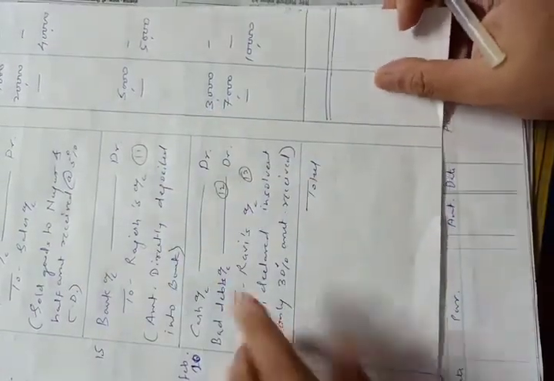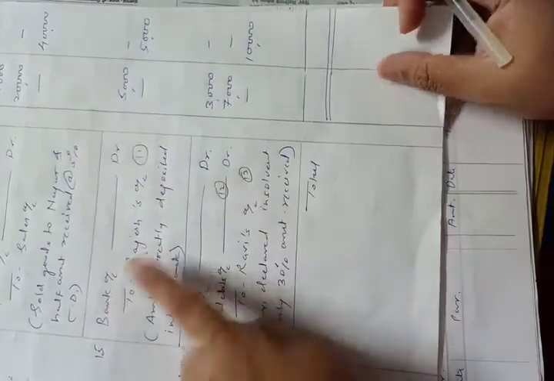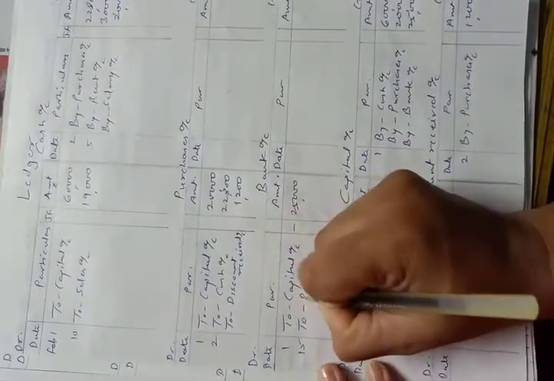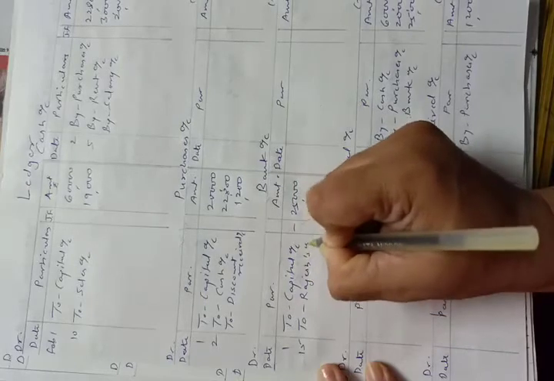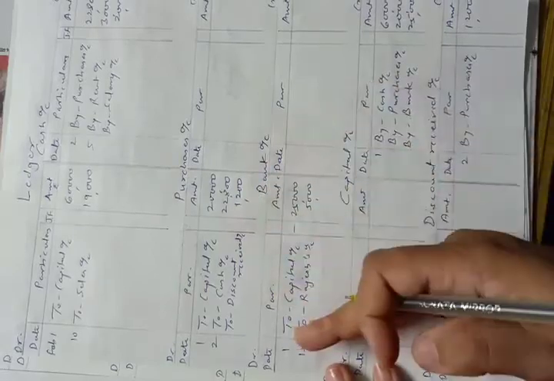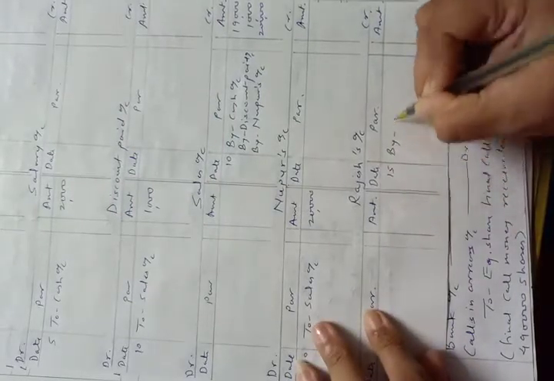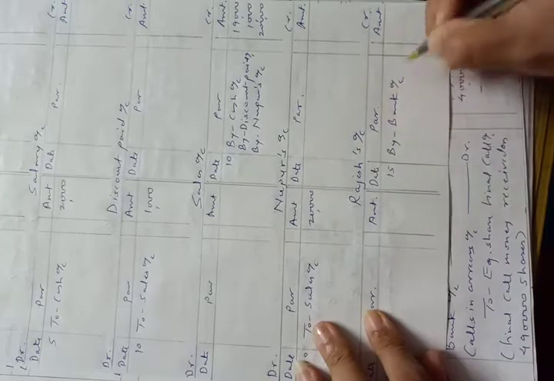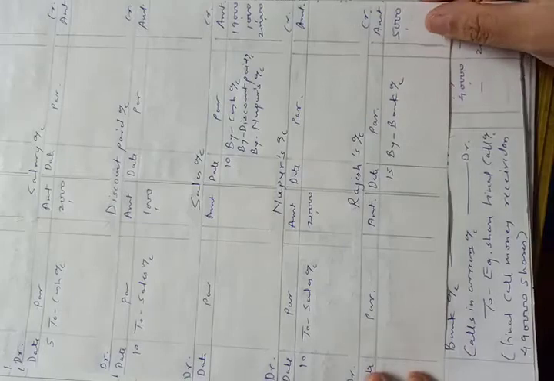This is a simple entry, bank account debit to Rajesh account. So we have to post debit side of bank account to Rajesh, debit side of bank account on 15th Feb to Rajesh account. Amount is 5,000. Now the second posting, debit side of bank account to Rajesh means credit side of Rajesh account by bank 5,000.